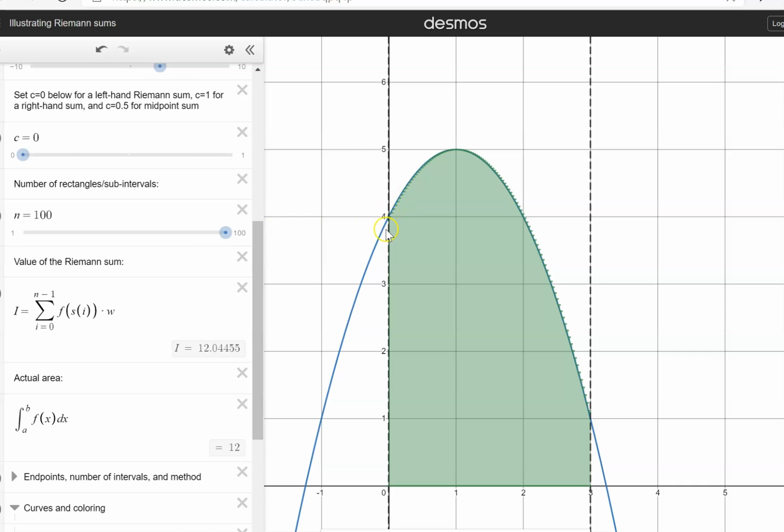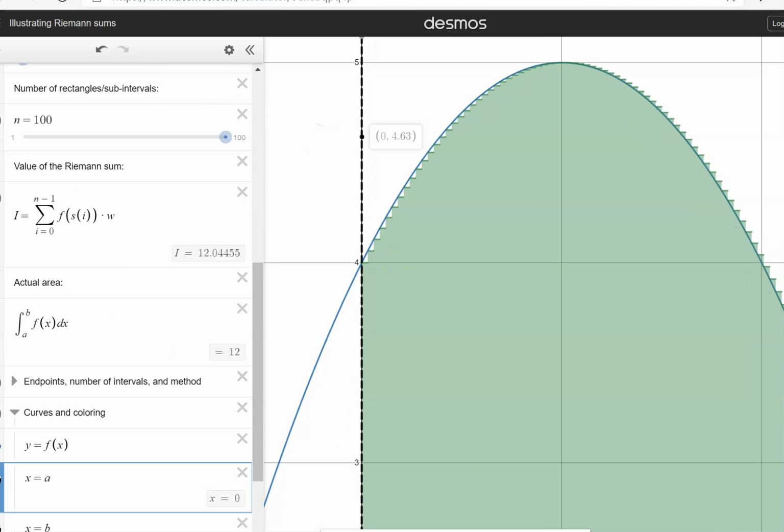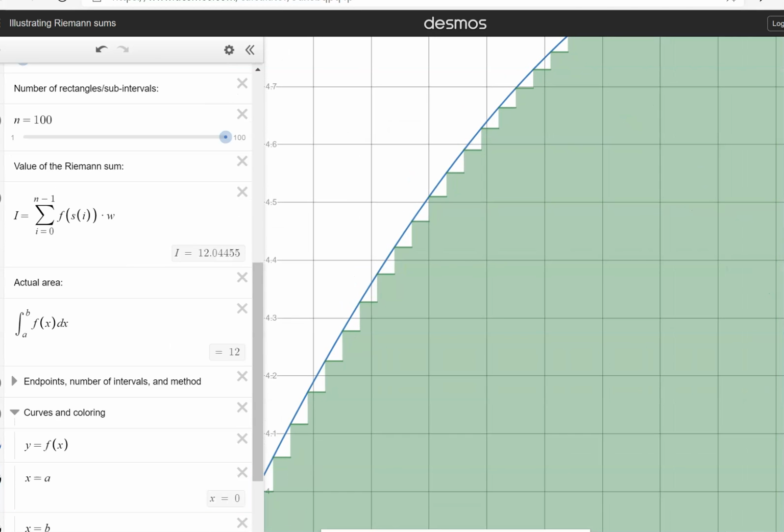You can hardly see any of the wasted space. I mean, if I zoomed in really close, you can still see there's some wasted space there. But what if I did 500 rectangles? 1,000,000 rectangles? See how you would get less and less wasted space there?